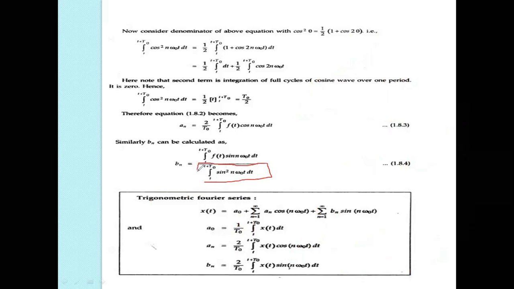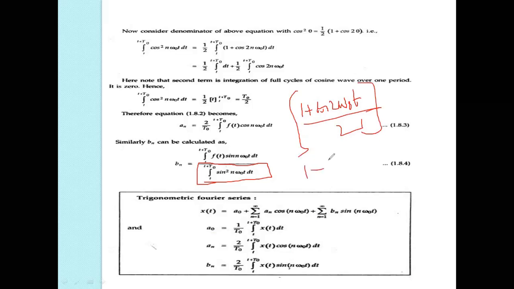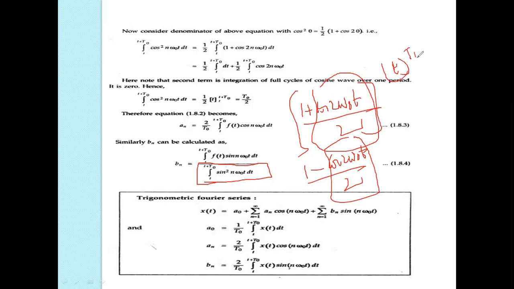The integral of sine square n omega naught t in the denominator. Cos square n omega naught t means 1 plus cos 2 omega naught t dt by 2, and the sine function also becomes 1 minus cos 2 omega naught t by 2. So in a full cycle, the cosine integral is always 0. And for the 1 integrated with t, the upper limit is t naught, divided by 2 here, so t naught by 2 for both the conditions. So bn is also 2 by t naught of the integral from t to t plus t naught.